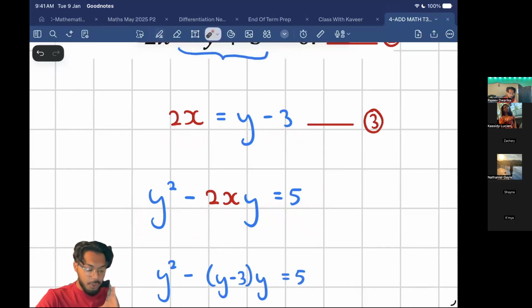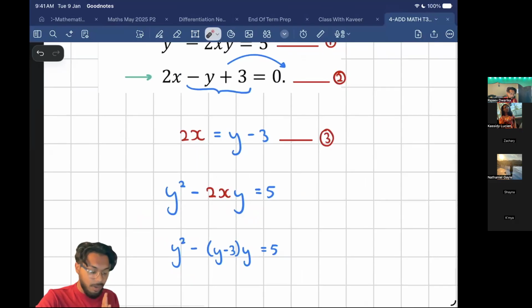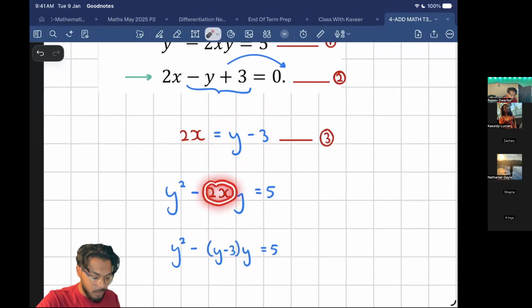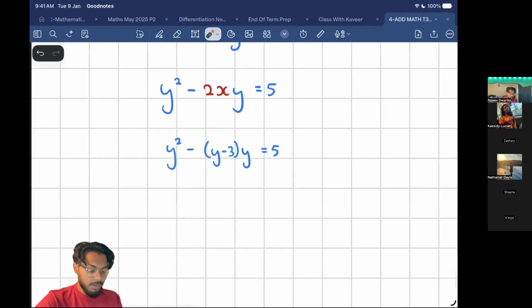Do you all understand? All I did, I just replaced 2x with y minus 3. That's literally all I did. 2x was over here, but we said there's a problem because two unknowns, x and y. So you know what I did? I replaced 2x with y minus 3. So now I just have y. Good. Are you confused? No, sir. Okay.